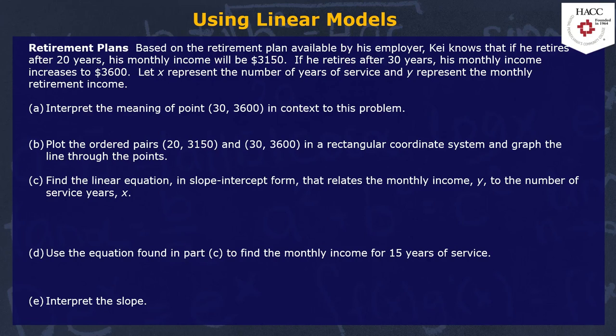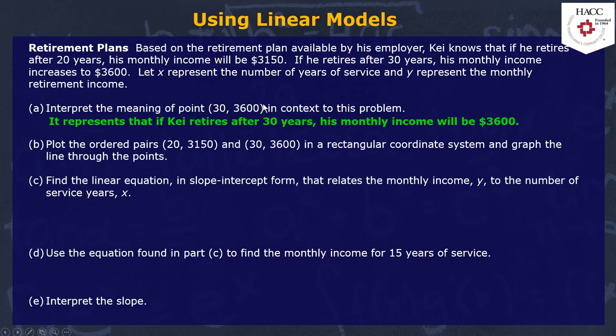It says interpret the meaning of point (30, 3600) in context to this problem. Well, as you can see, that corresponds to the situation where it says if he retires after 30 years, his monthly income increases to $3,600. Well, that's what that represents. It basically says that after 30 years of service, his monthly income will be $3,600. So that's all it basically means.